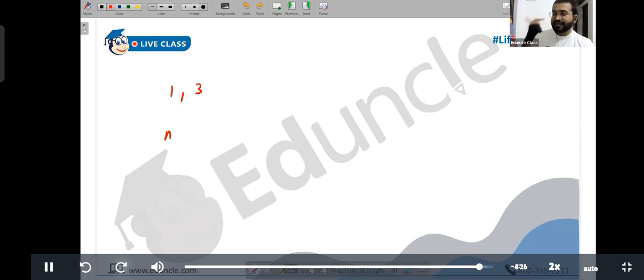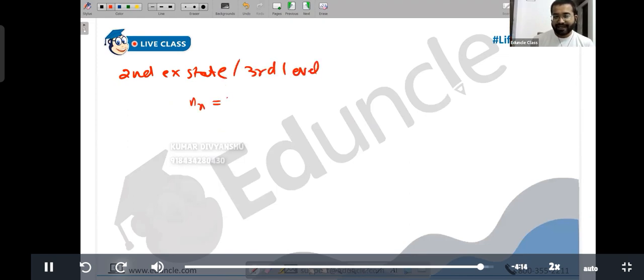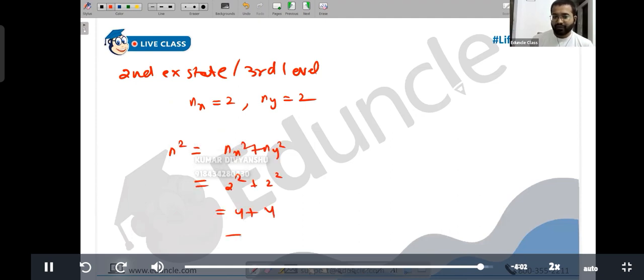So now you have to decide. You have to scratch your head. 1, 3 is not the next combination; 2, 2 is the next combination. So for the second excited state, or third level, nx will be 2 and ny will be 2. In that case n square is nx square plus ny square, which is 2 square plus 2 square, which is 4 plus 4, which is 8. Luckily, this does not have any degeneracy. So your energy would be n square pi square h square upon 2 ml square. The wave function is psi 2, 2, only one wave function.